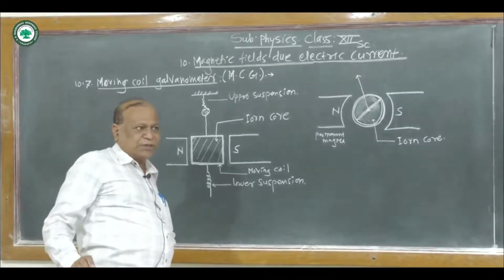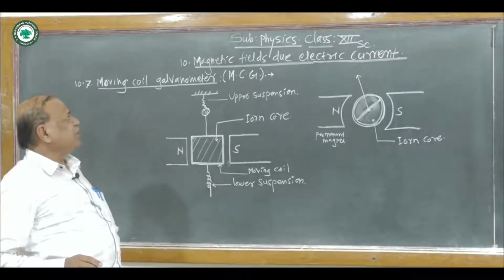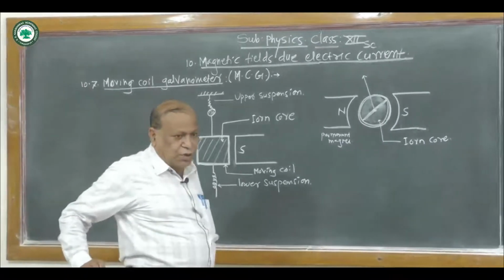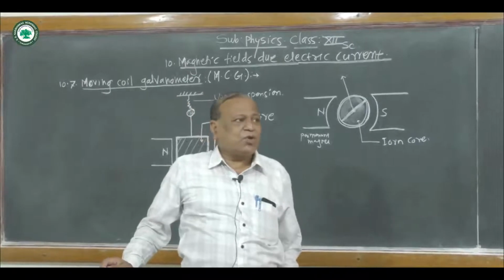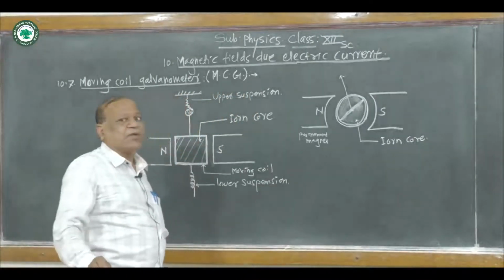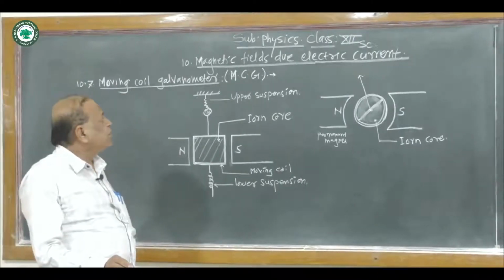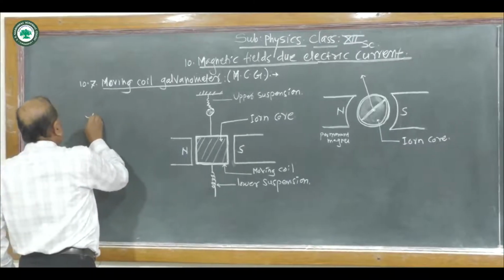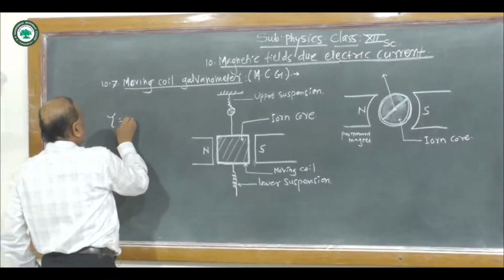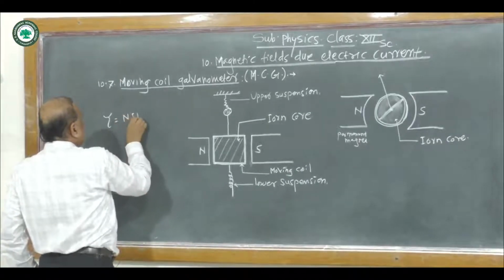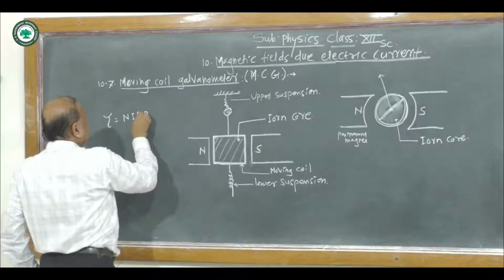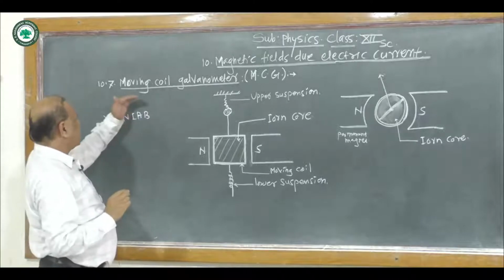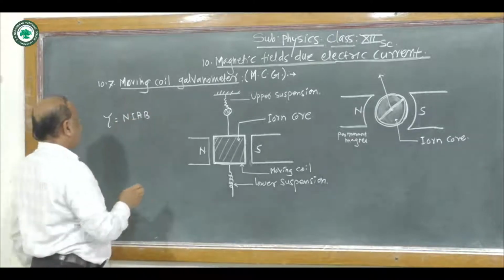This is my fifth lecture on the topic magnetic fields due to electric current. In the previous lecture we saw the torque acting on a current carrying coil, and that the magnitude of the torque acting on a current carrying coil is given by tau is equal to NIAB.